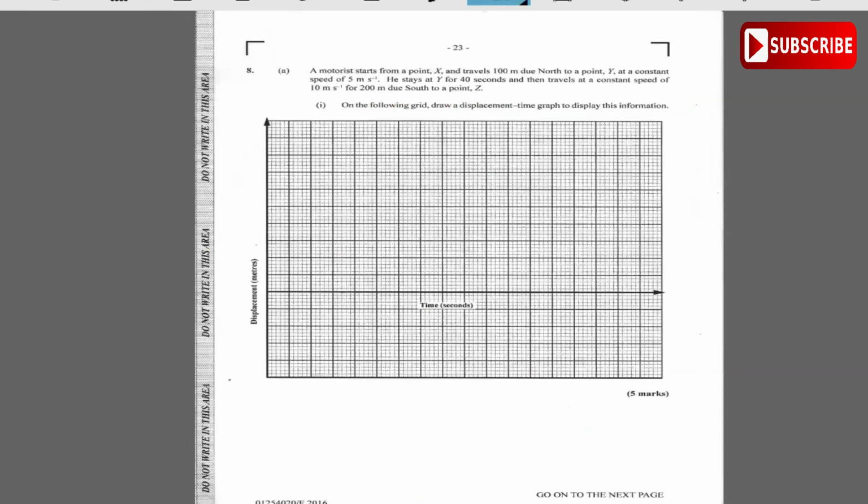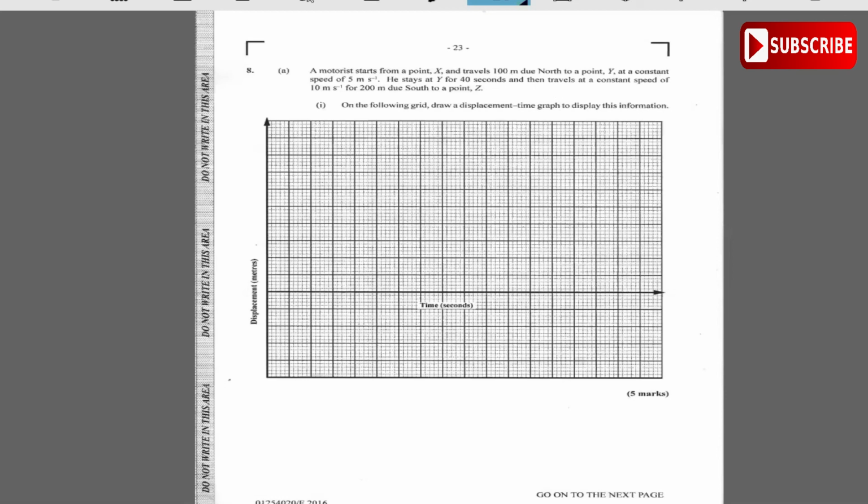Question 8. Question 8 goes now to say a motorist starts from a point X and travels 100 meters due north to a point Y. So the motorist travels 100 meters to a point Y at a constant speed of 5 meters per second. He stays at Y for 40 seconds, then travels with a constant speed of 10 meters per second to Z. On the following grid, draw a displacement time graph.